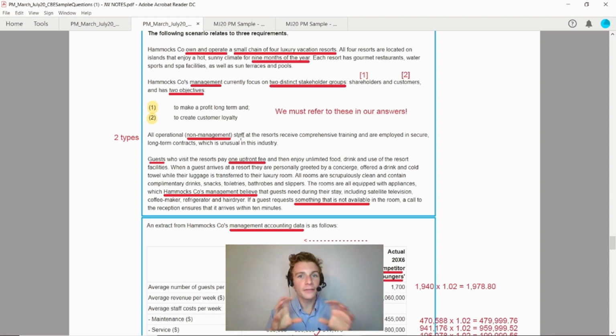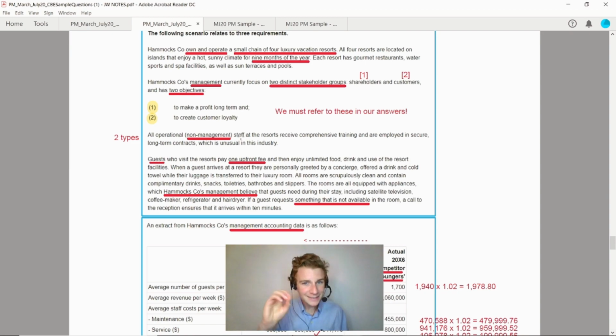Okay, so there's no other actual implications in the actual operations of the business. A small chain of 4 luxury vacation resorts. So it's not just one, where they're all not reliant upon one actual location, more diversified, if you have to talk about that, or as another reflective point. All 4 resorts are located on islands that enjoy a hot sunny climate for 9 months of the year.